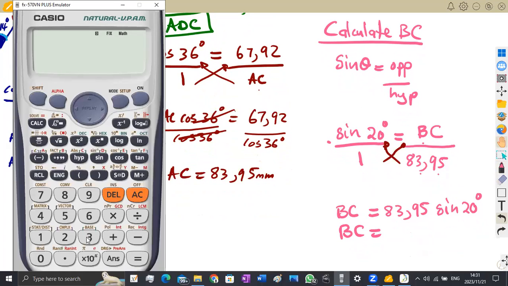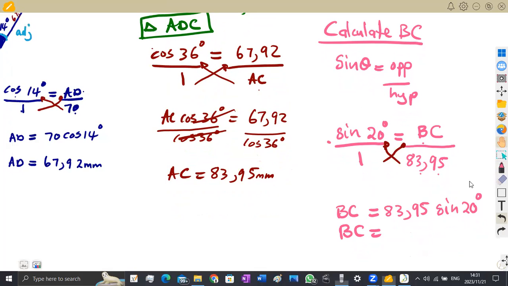Sometimes you can just use one ratio. So it's determined by the question that you're answering. It's not like you're going to know that I'm going to use tan or I'm going to use cos. No, that one you can't tell. So this will give us 28.71.